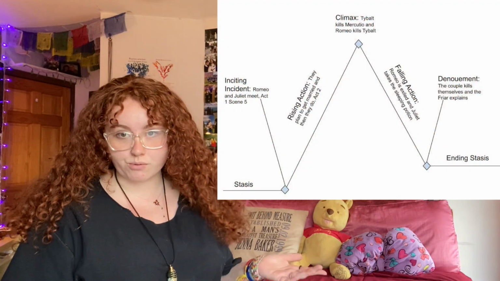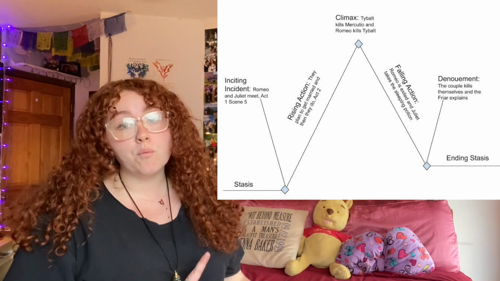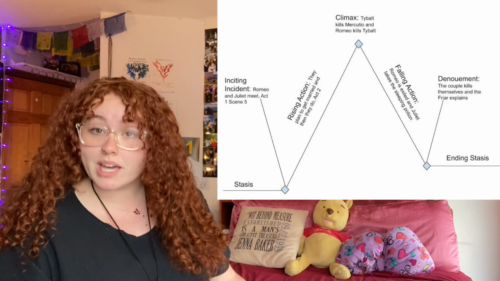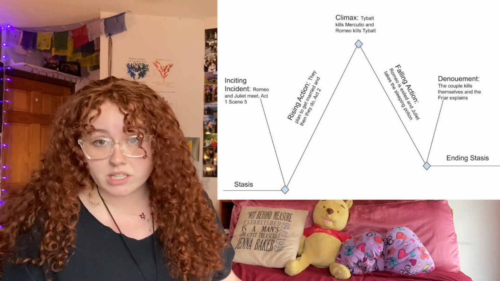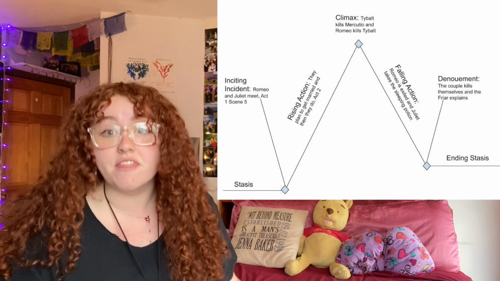The 5 acts each represent a different step within the climactic structure, and I made a fun little graphic to show you. So first we have the stasis, which is the first 4 scenes of the play where everything's going as normal. Then we have the inciting incident, which is Act 1, Scene 5, where Romeo and Juliet meet each other. So Act 1 has the inciting incident. Act 2 makes up mostly all of the rising action. This is when they are planning to get married, and then they do get married.